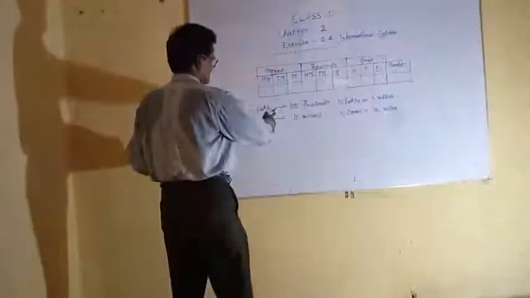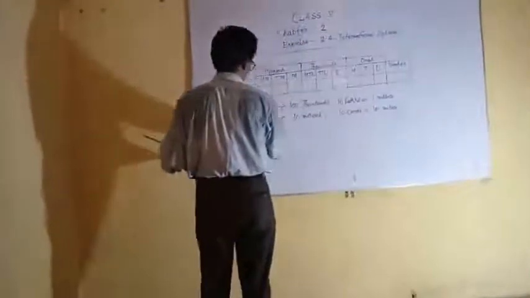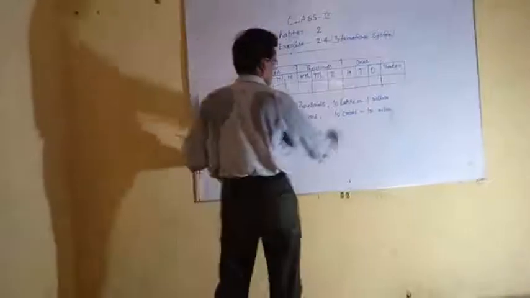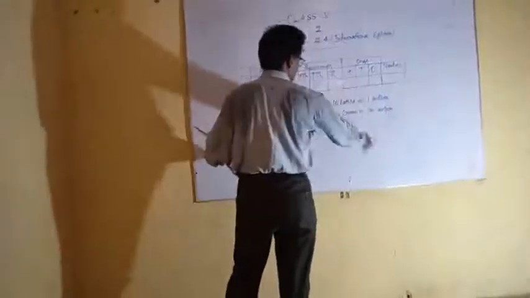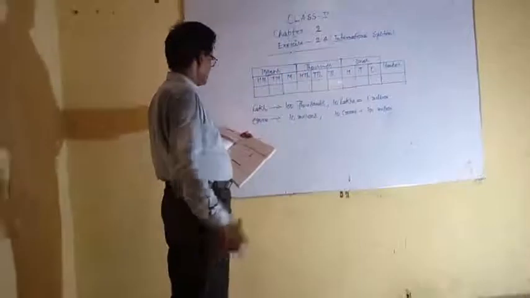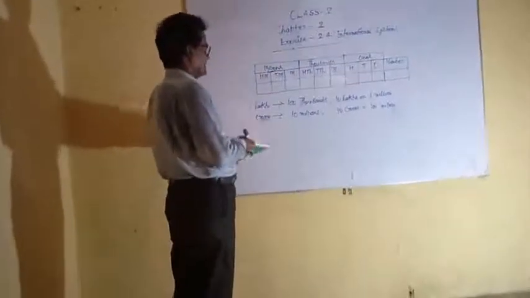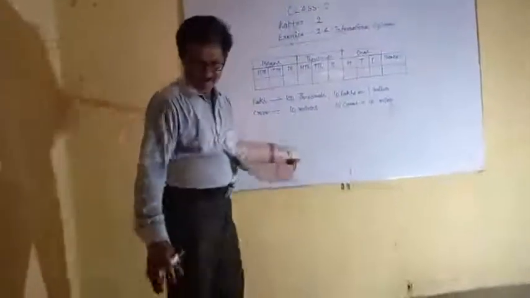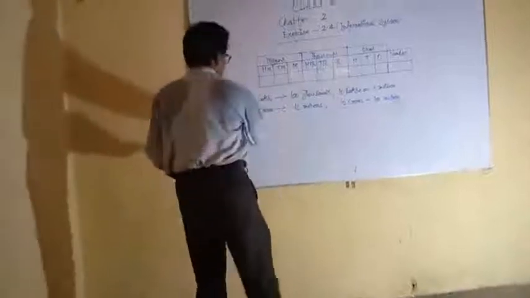1 lakh equal to 100,000. 1 crore equal to 10 million. 10 lakh equal to 1 million. And 10 crore equal to 100 million. We take an example to clarify it.